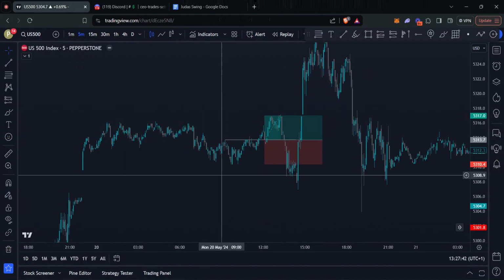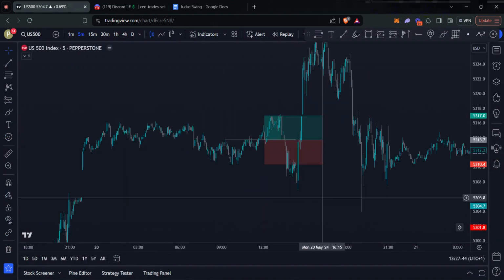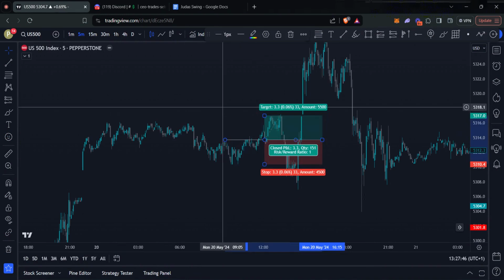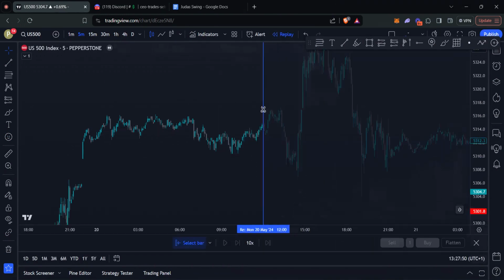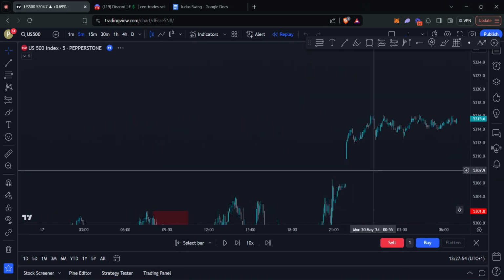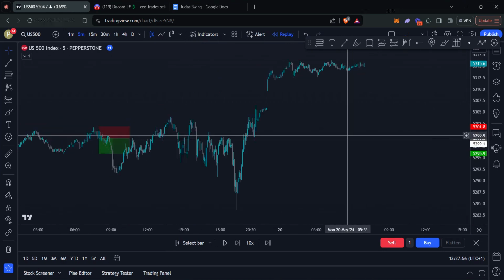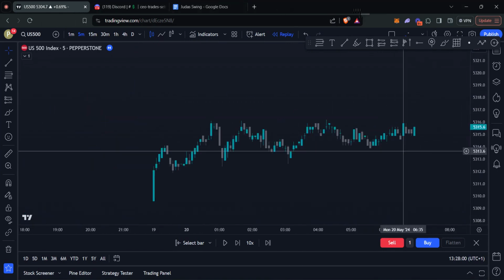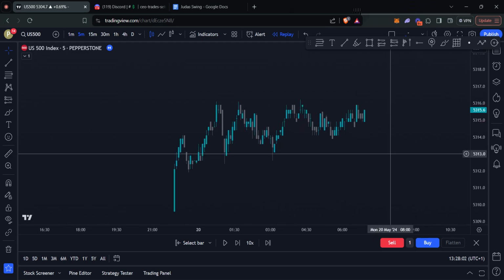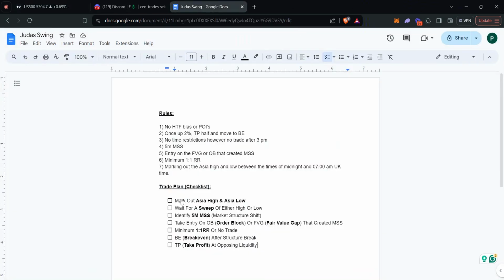So we are on the charts on Monday, and if I quickly remove these drawings right here, then our first call to action is to actually go back before 7 a.m. And right here, what we're going to do is identify the highest point of the Asia session and also the lowest point of the Asia session. So that is our first step: mark out the Asia session high and low.